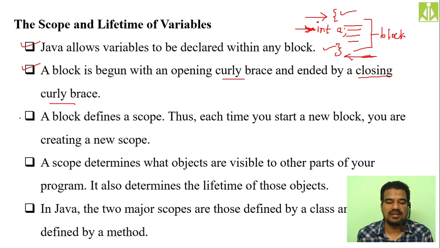So a block is nothing but it defines a scope. It defines a scope. Scope is nothing but an area, a location, a region we can say. Thus each time you start a new block, you are creating a new scope.